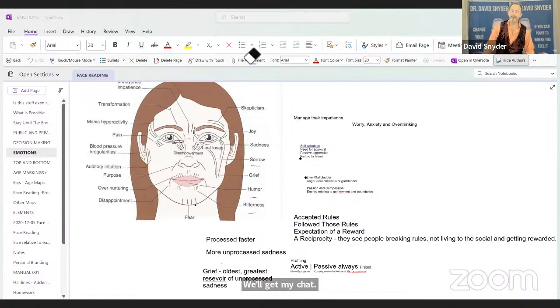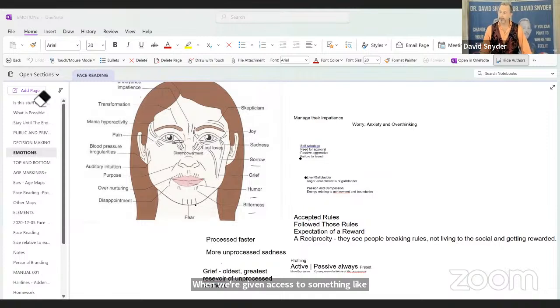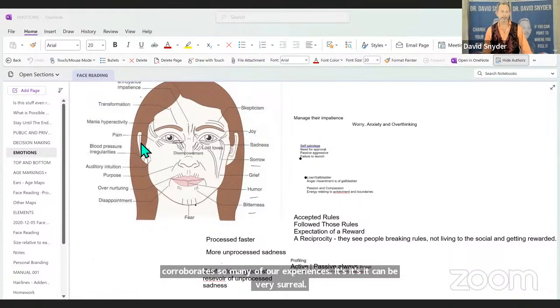Liam says, David, this is freaky. Well, again, it's real. And sometimes when we're given access to something like this and it corroborates so many of our experiences, it can be very surreal. So I understand where that's coming from.